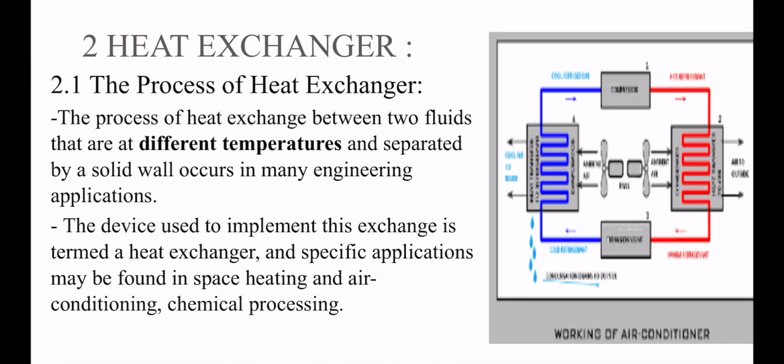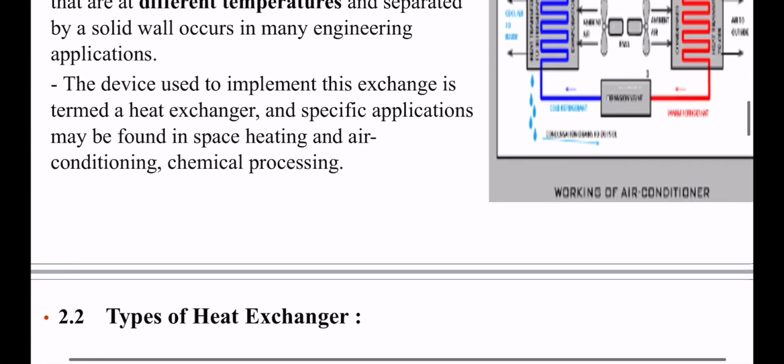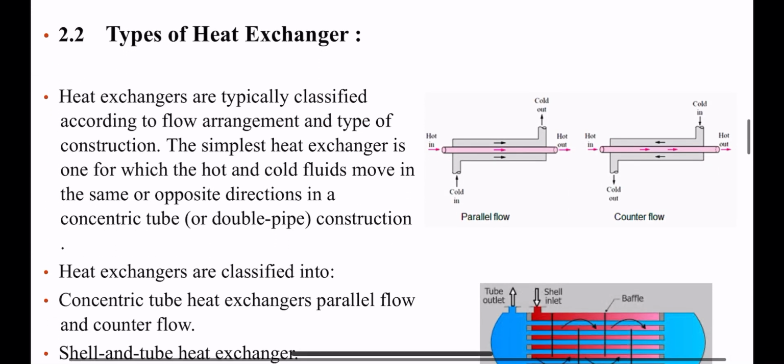That means whatever device exchanges heat between two fluids can be a heat exchanger. And specific applications may be found in space heating, air conditioning, and chemical processing. Let's talk about the types of heat exchangers after we know what heat exchangers are and how they work.